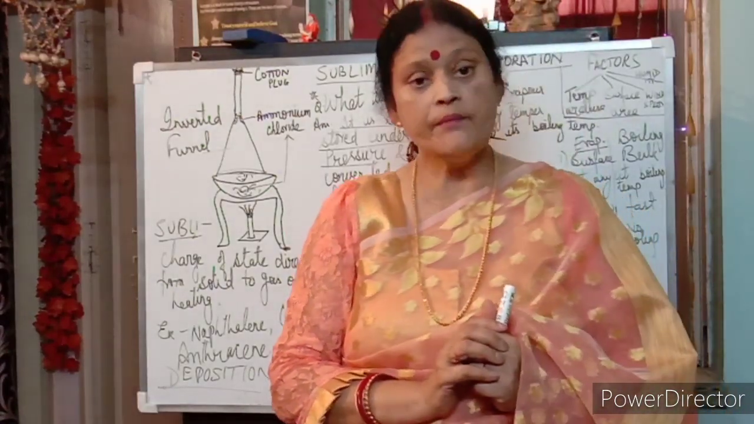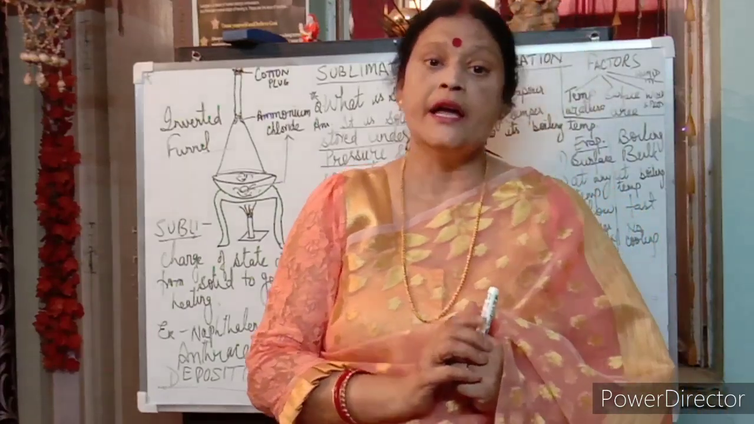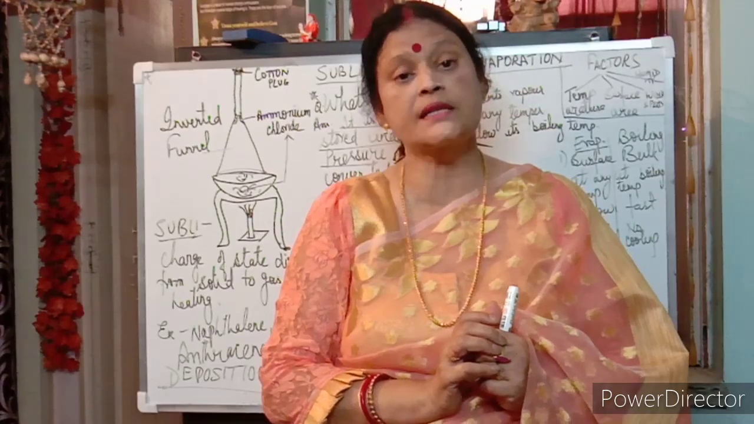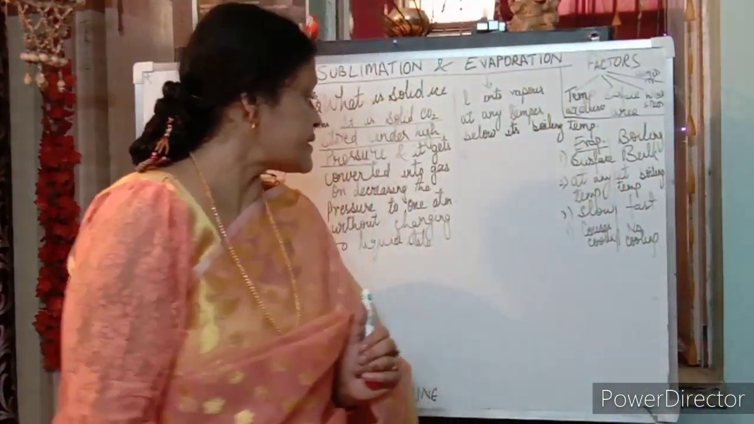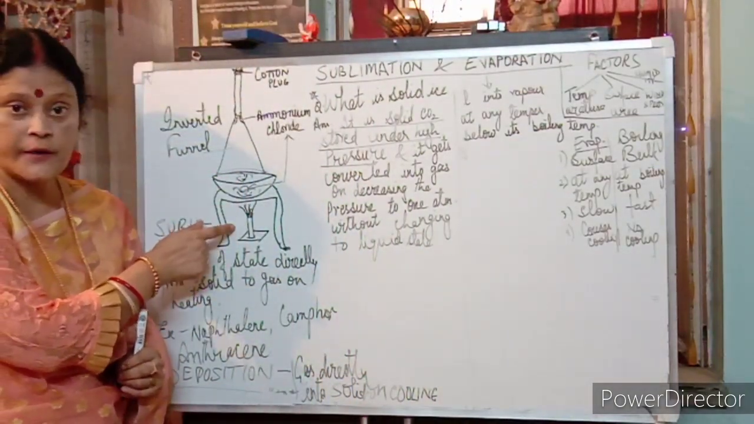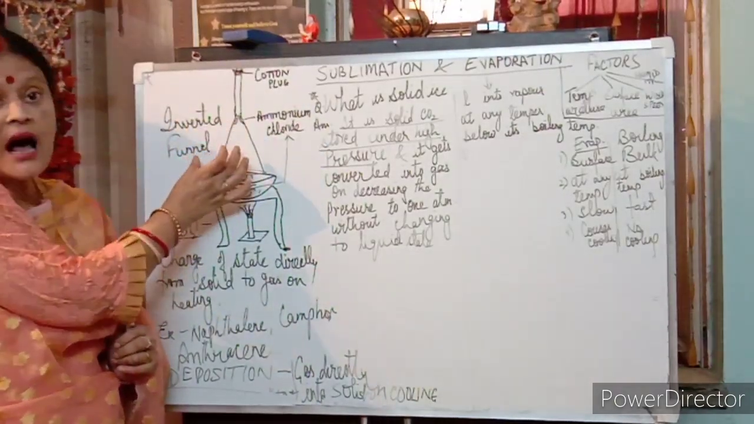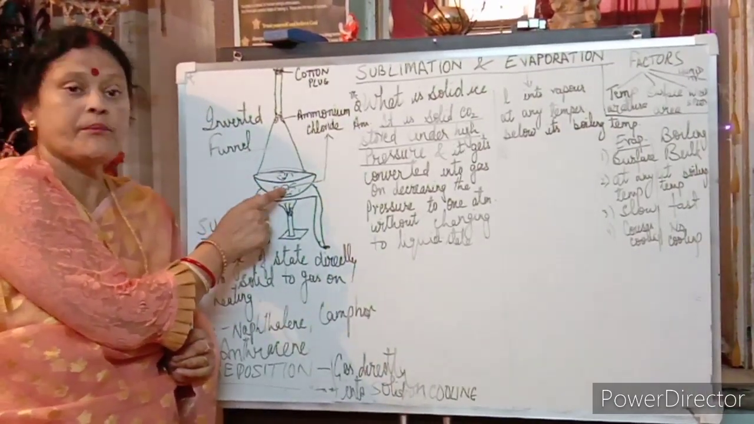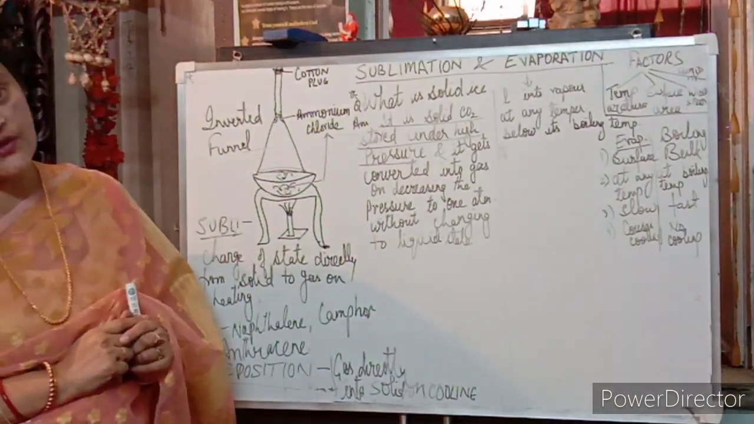Clear? Now, experimentally, how will we do this? The diagram is very important in your exam: explain the sublimation process using a well-labeled diagram. Let me explain here. We will take a watch glass and a burner, and we will put an inverted glass funnel on the watch glass. We will put powdered ammonium chloride so that the process could take place faster.